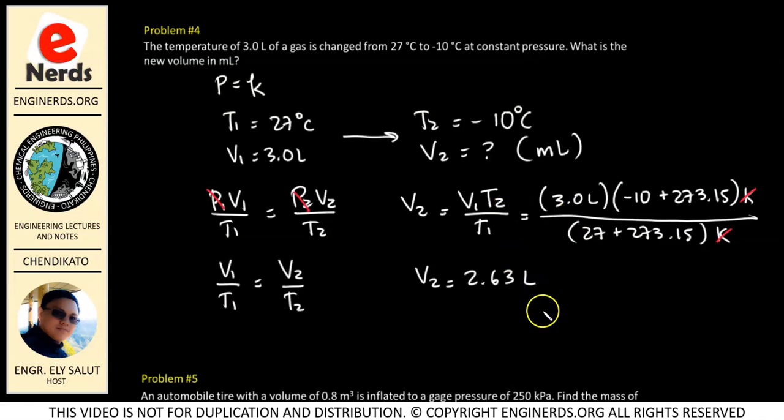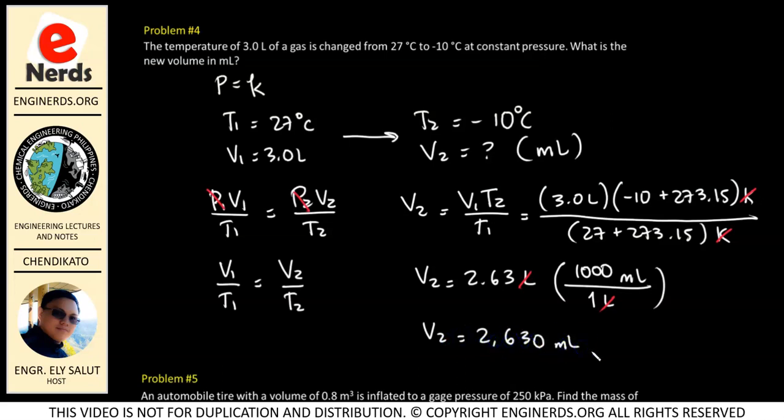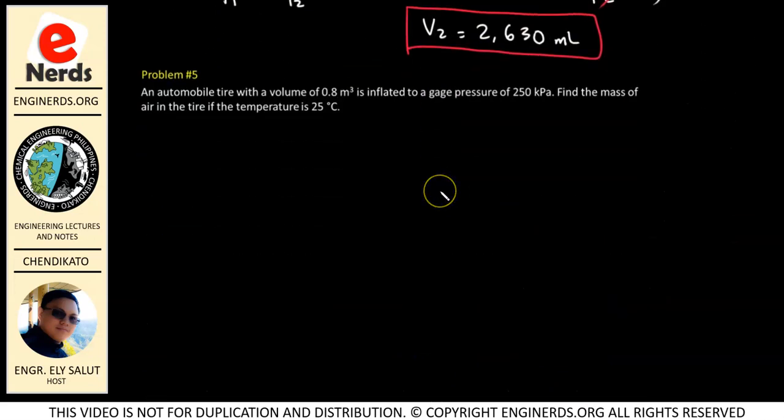liters, pero ang kailangan nating makuha is in milliliters, so we have to convert that into milliliters. So we have 1 liter is 1,000 milliliters. So our unit liter will be cancelled out. So our answer will be in unit milliliters. So our V2 is equal to 2,630 milliliters. Okay, so this is our final answer in problem number 4. Okay, so now let's go to problem number 5.